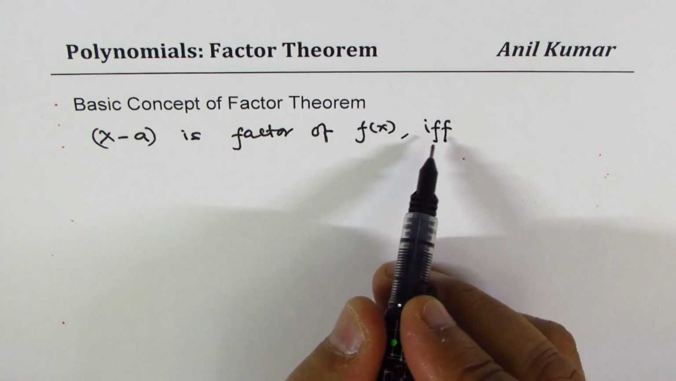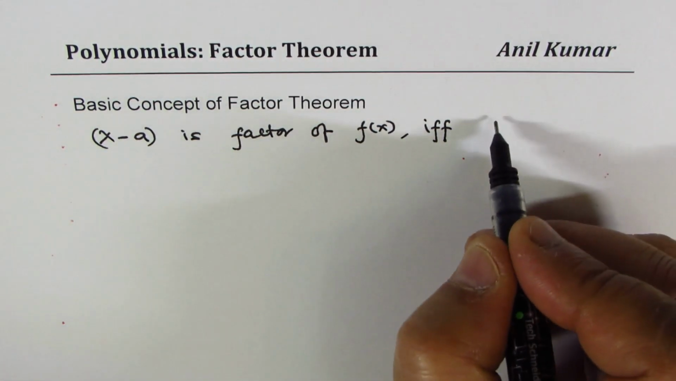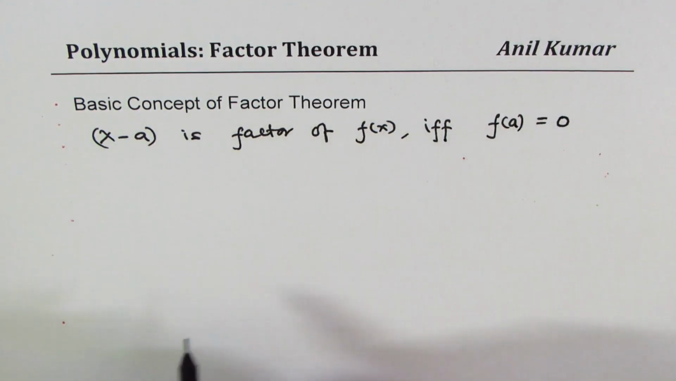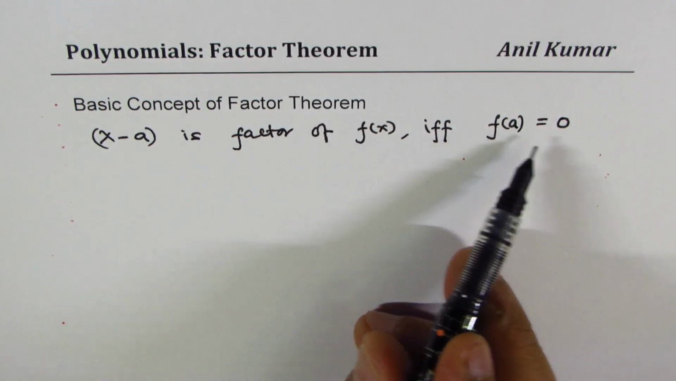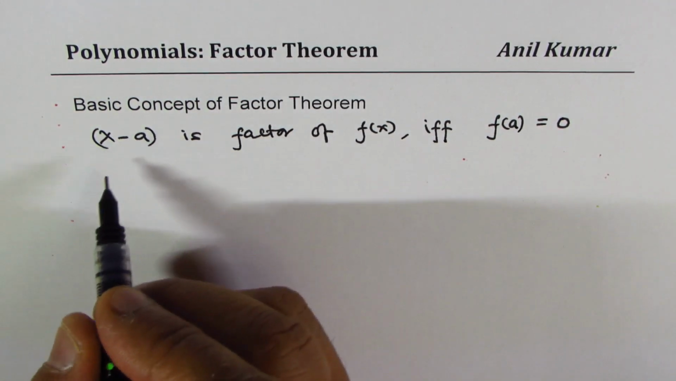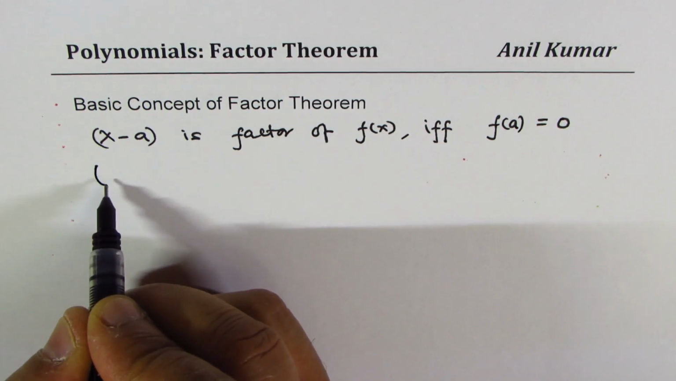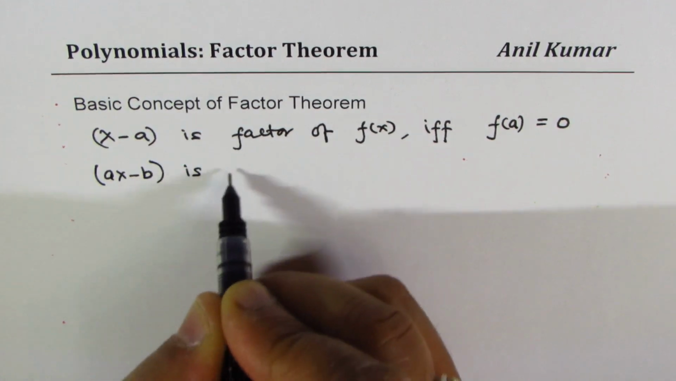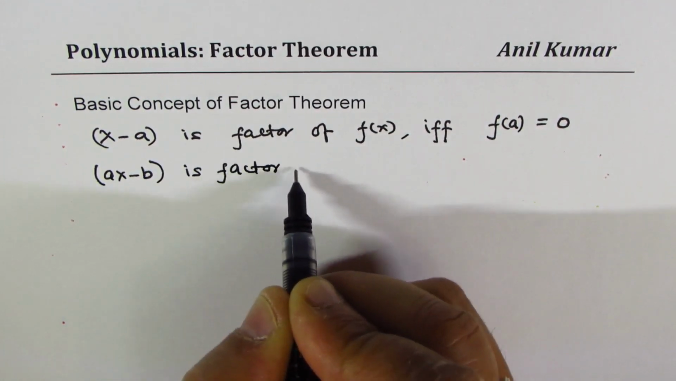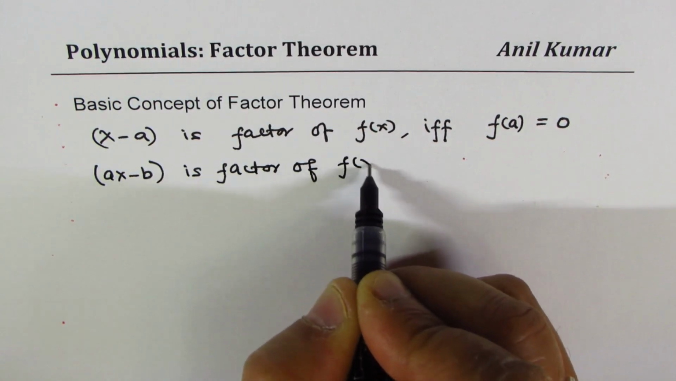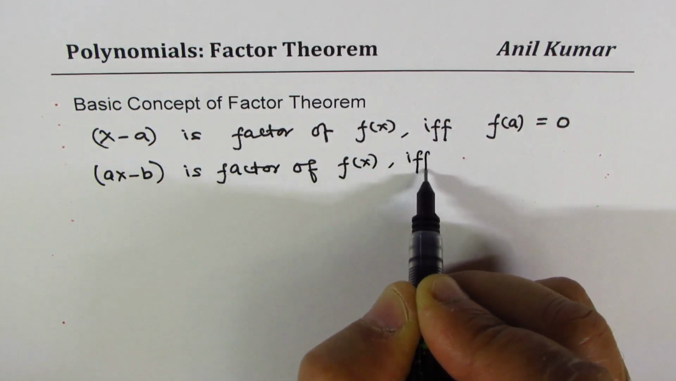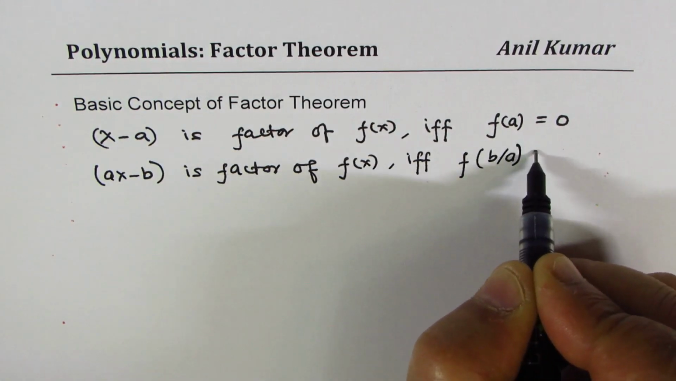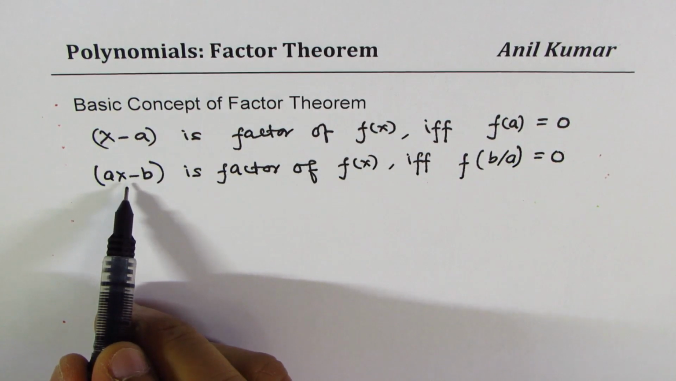if I write IFF, it means if and only if f of a, which is the remainder, equals 0, right? So if and only if f of a is 0. In general, we could also write it like this. Let's say ax minus b this time is a factor of f of x if and only if f of b over a equals 0. What makes this 0, right?